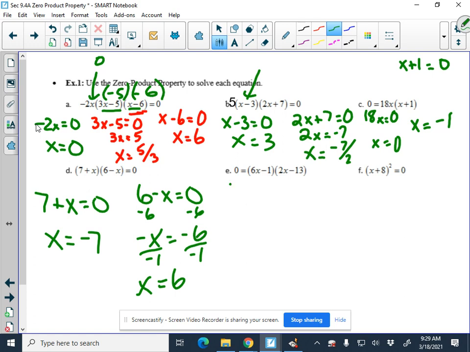Now for this one, take both of the factors, 6x minus 1, set that equal to 0, 2x minus 13, set that equal to 0, and solve them. And it's a simple solving by 2 steps. You do some adding or subtracting and then some dividing. You're going to get fractions for both of these. I'll give you a few seconds to try it on your own.